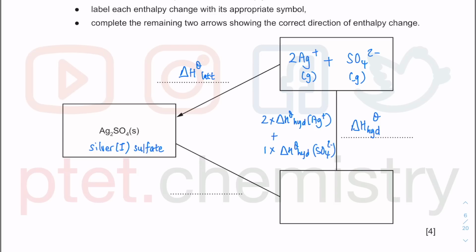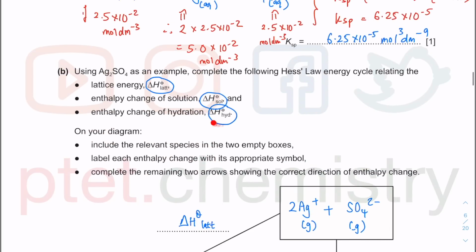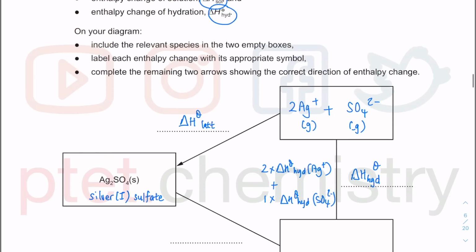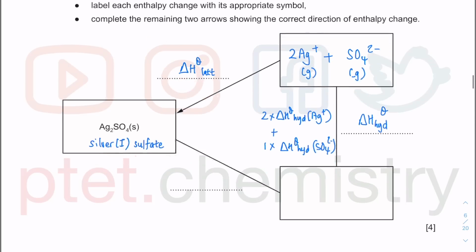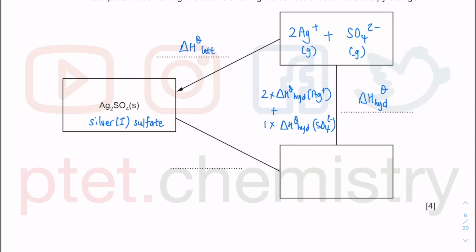Now, why do I write this here? Because the question did not specify hydration of cations or hydration of anion. They just said enthalpy change of hydration. Using this as an example, complete it relating these 3. So based on the question, we are only given this expression, not value. So I've just written down this expression, but I know this one here is represented by this whole thing there. Okay. And of course, the last thing, we have to write the arrow.